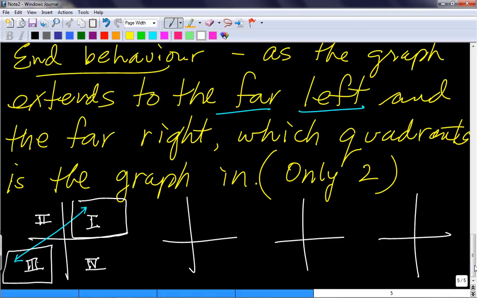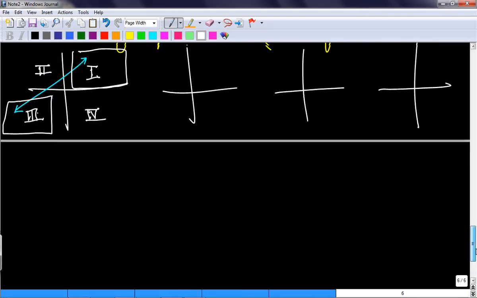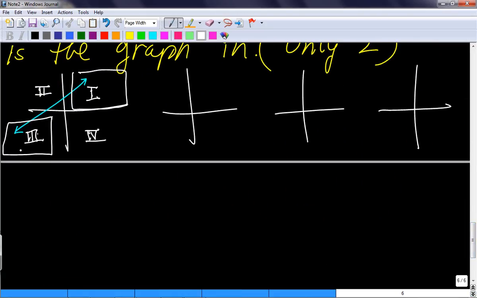So the end behavior for this graph, okay, you would say starts in quadrant 3, because we work from left to right. Starts in 3, ends in 1. I like to say starts and ends. You don't have to. You can say extends from 3 to 1. You can say extends from 1 to 3. You just have to name the right two quadrants. Okay? All right, here's another one.